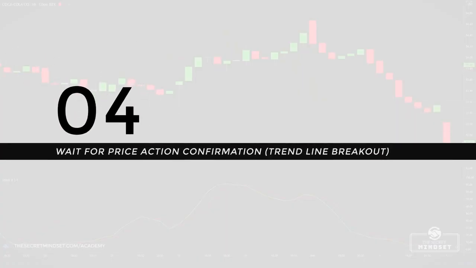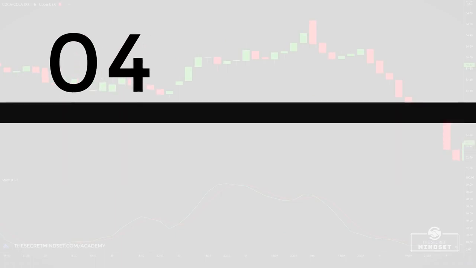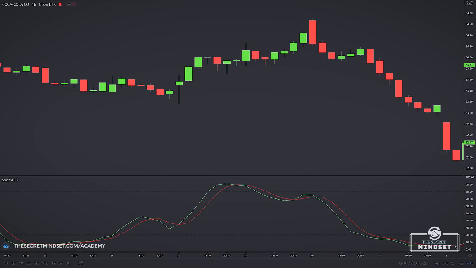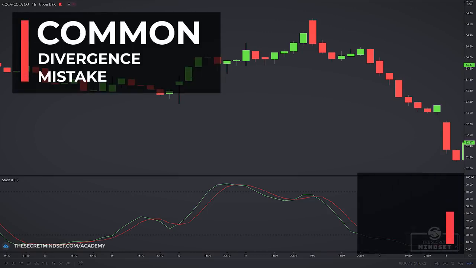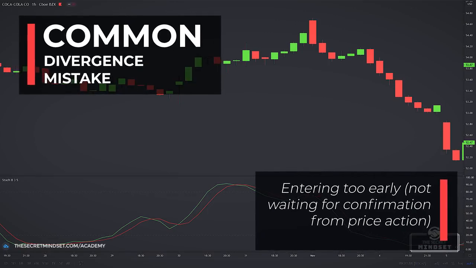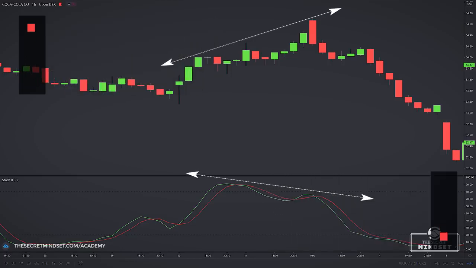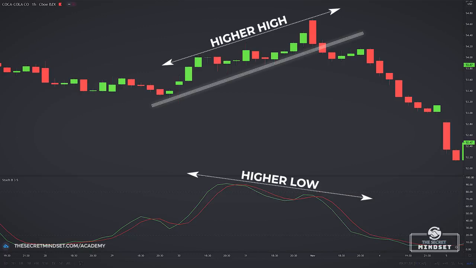Number 4. Always wait for price action confirmation, meaning a trendline breakout. While using divergences is a great tool to have in your trading toolbox, there are times when you might enter too early because you didn't wait for more confirmation. And a divergence signal always needs a confirmation. If you keep entering divergences too early, you'll keep getting stopped out and you'll slowly rack up losses. The best confirmation is a trendline breakout.